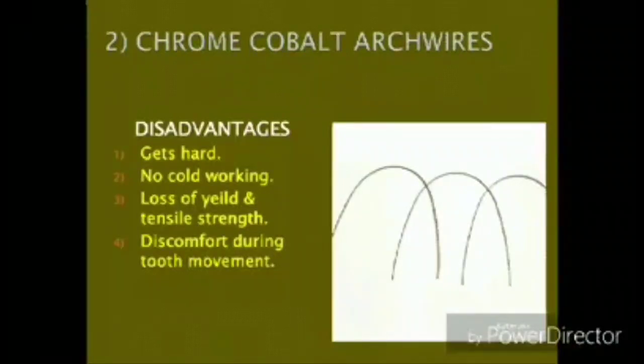In case of chrome cobalt archwires, it is preferred to use low fusing solders because when heated above 650 degrees centigrade, it results in the loss of yield and tensile strength. Another disadvantage is that these archwires release high forces during unloading, which causes discomfort to the patient during tooth movement.